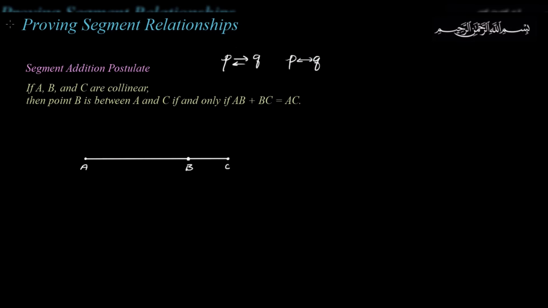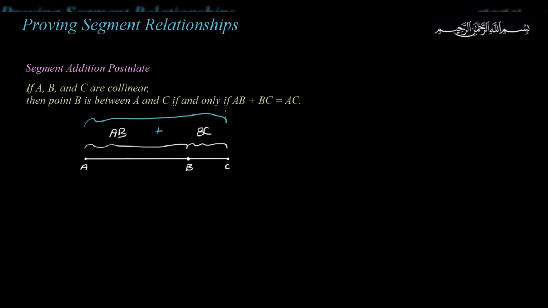Okay, so the segment addition postulate is a biconditional statement, and it says that if you have 3 points like this on a segment, A, B, and C, then B is between them only if the measure of AB, that is from here to here, plus the measure of BC, if you put them together, gives you AC, the whole thing.